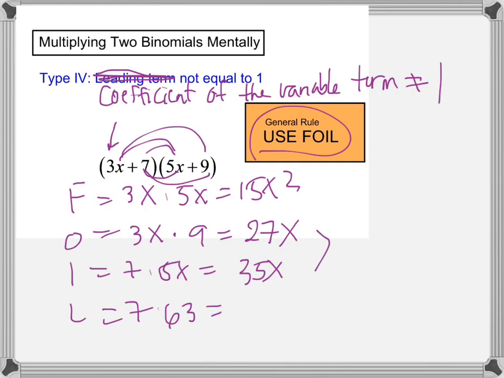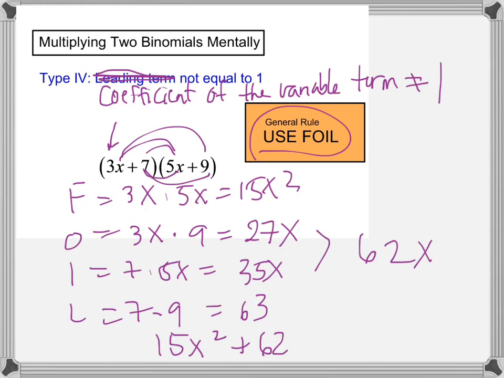So here we're going to add those two together. Let's see, we'd have an x here, 62. So our last, I keep writing those wrong. 7 times 9 is 63. Okay, so our trinomial is going to be 15x squared plus 62x plus 63.